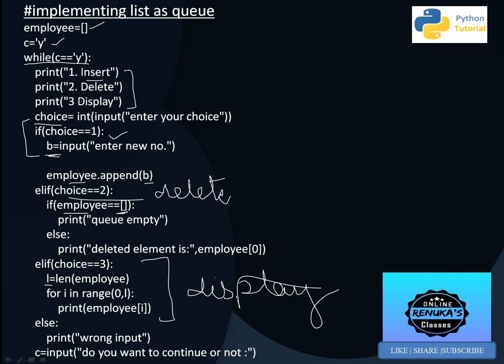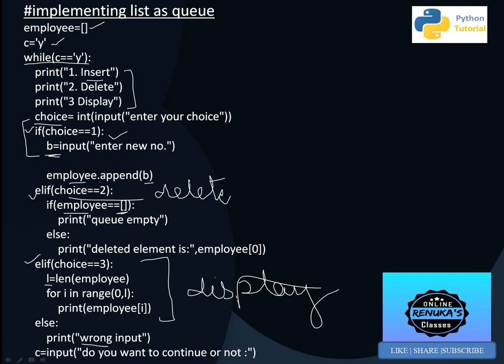If the list has 3 items, then this will run from 0 to 2 and print item by item: employee 0, employee 1, employee 2, like this. So it will print one element. And if none of these cases holds, if the choice is not 1, 2 or 3, in that case it means your input is wrong and it will give you the message that wrong input.